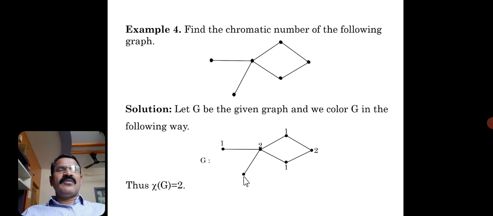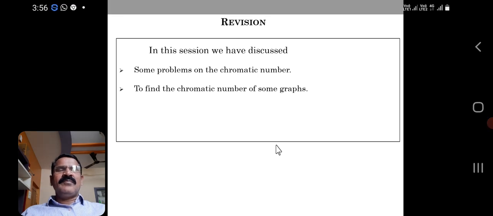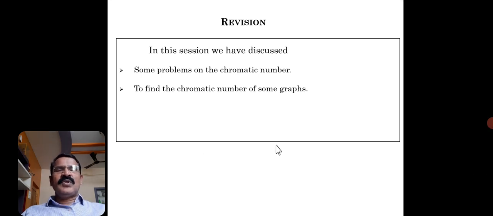So you have to observe, we took 3-4 examples. What's the difference? You just concentrate on the cycle, whether it is a cycle with odd length or a cycle with even length. That is very important. So overall in this session, we have discussed some problems on the chromatic number. We have even considered 1 or 2 useful theorems, and based on those theorems also we have considered some examples to find the chromatic number of such graphs.